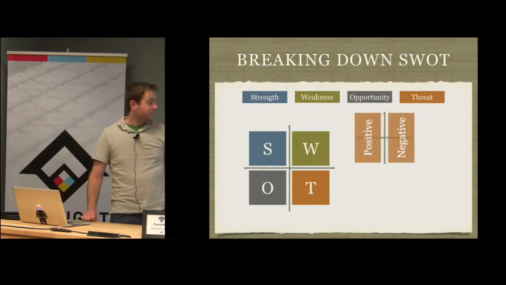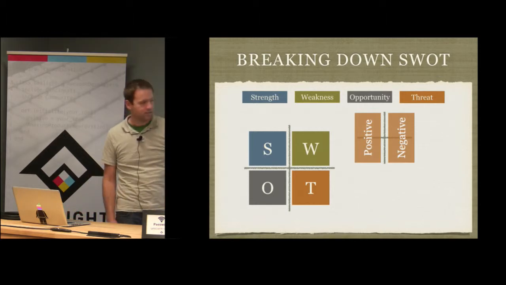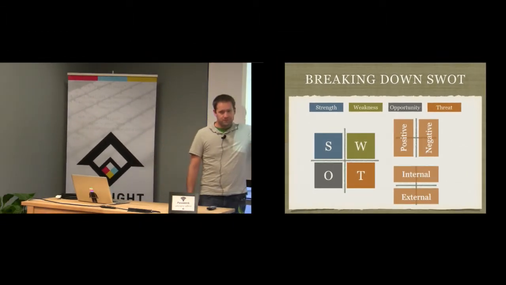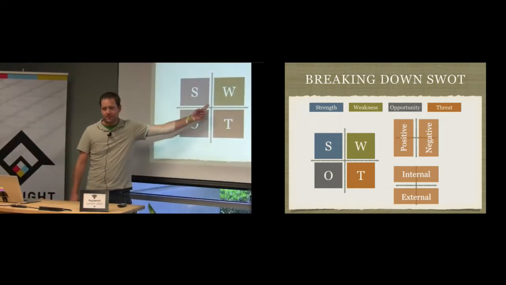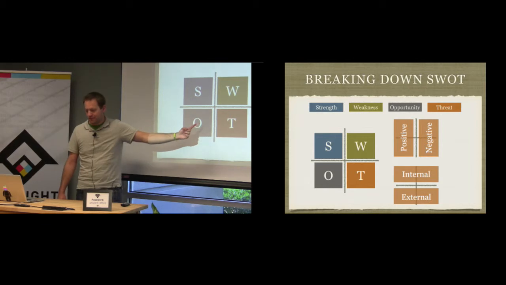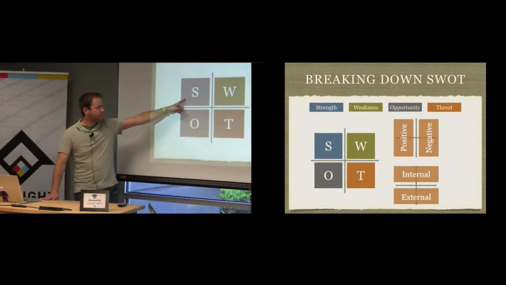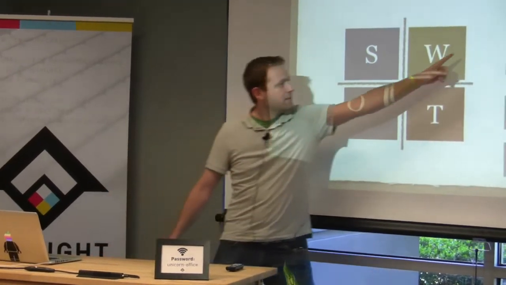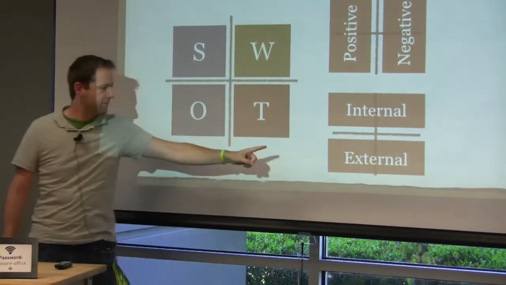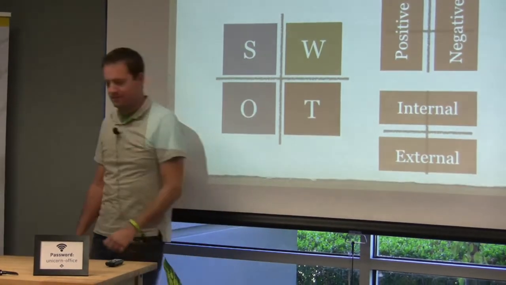So we got positive and negative. Things in this column potentially have a good outcome. Things in this column potentially have a bad outcome. This is internal. It's inside the company. It's inside the four walls. This is external. It's our environment. It's our competitors. It's consumers. It's all these other things. So if you look at strength, what is it? It's positive and internal. If you look at threat, what is that? Negative, external.